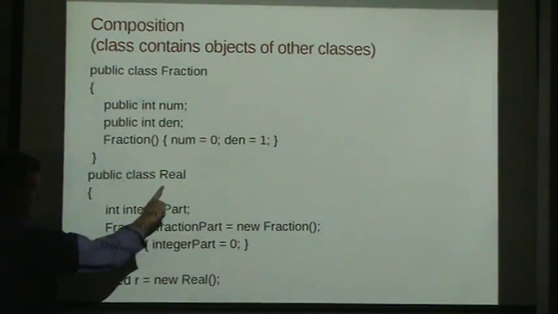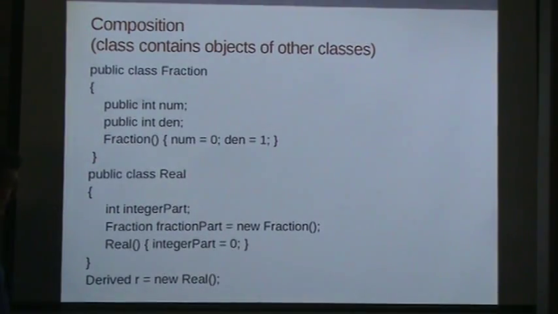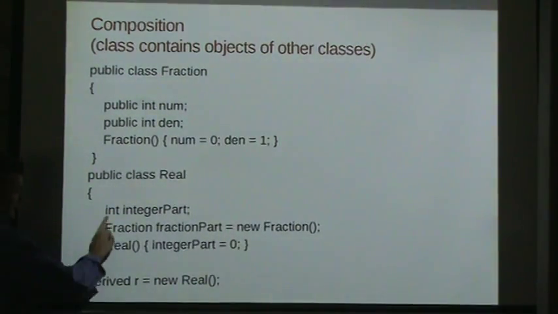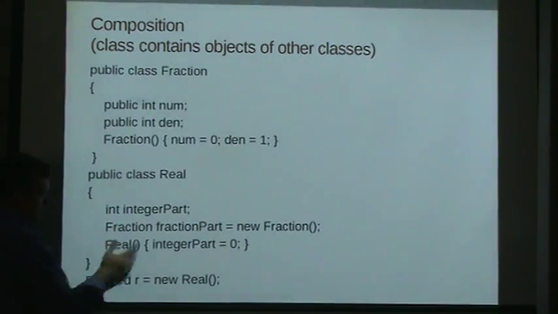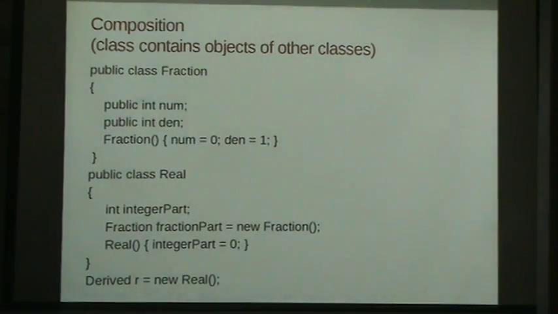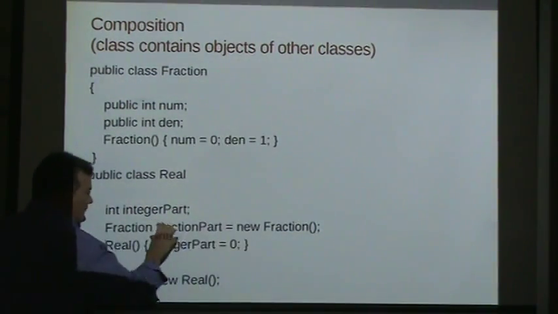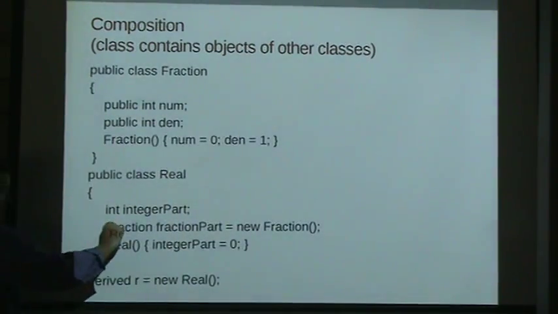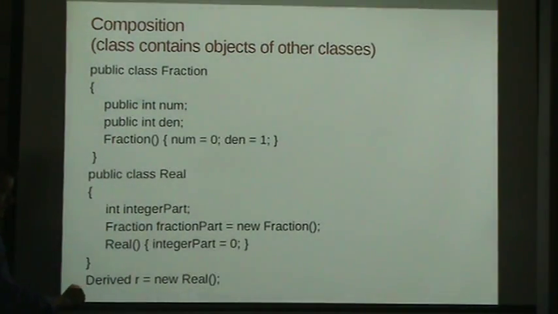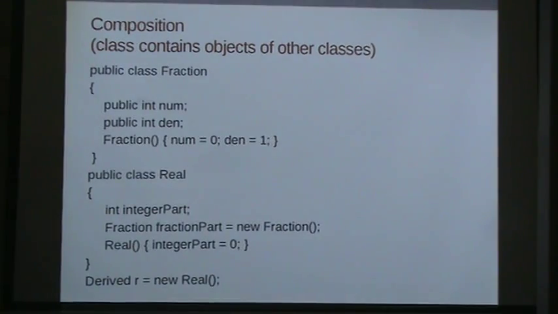So here's the thing, real doesn't extend from fraction, but it is composed of a fraction. It has an integer and it has a fraction. Put the two together, that's a real. So now we're going to make a real. So we have to get storage for this. We have to get everything it is composed of. So if you were designing a language, which constructor would you have running first in this case?